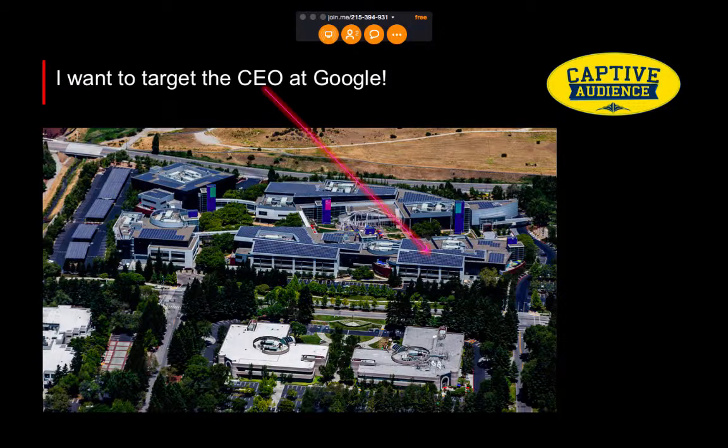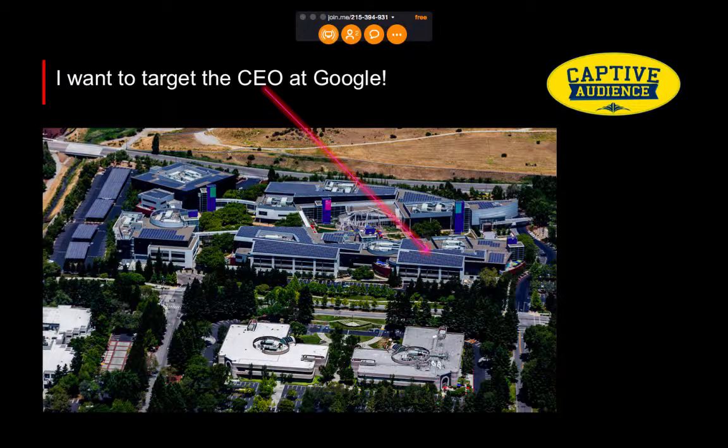So if you wanted to target the CEO of Google, you probably want to target other CEOs for other companies. Instead, what I would recommend is purchasing a list from a direct mail provider or data provider to get a list of CEOs across the country for the companies that you want and target those guys at home.